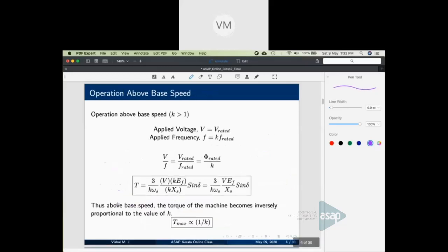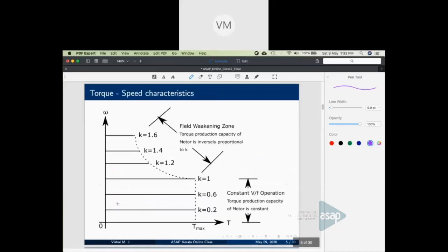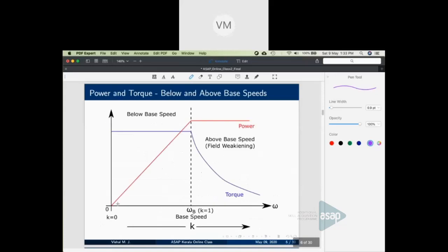This is about the below base speed operation, above base speed operation, T omega curve and all. If I explain this, I will not have time to explain the other two modes. So in case you have doubt, you can raise this during the question answer session where I will explain it if time is there. For the time being, I am skipping those.